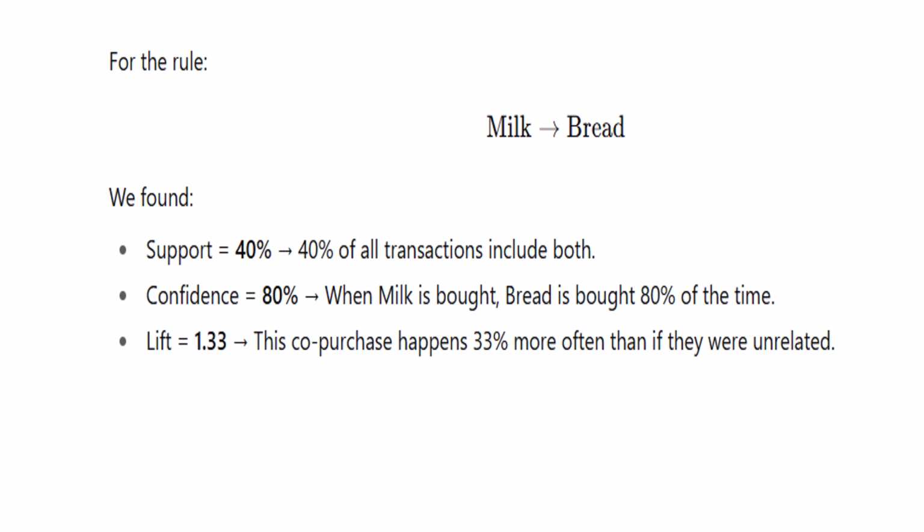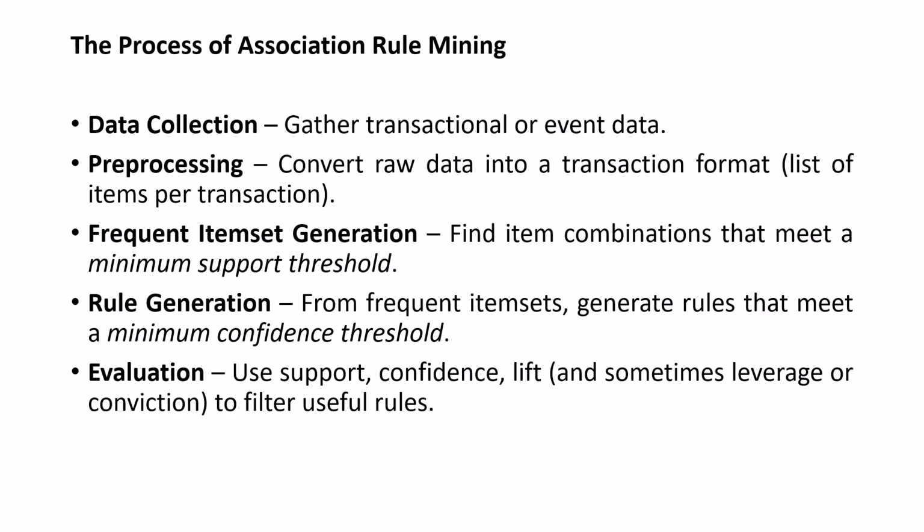So hence for the rule milk tends to bread, we have found that the support value is 40 percent, confidence is 80 percent, and lift is 1.33. The next is the process of association rule mining. So what are the phases in the association rule mining process actually?